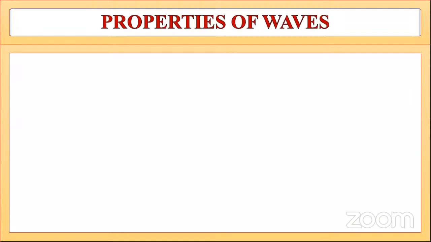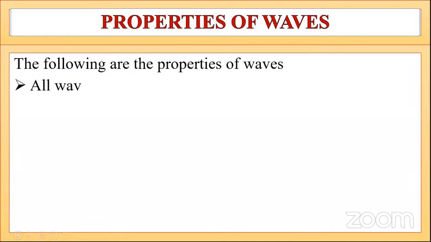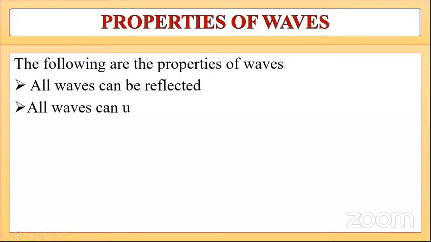Good, good, good. So the 4 main properties are, we are saying the following are the properties of waves. One, all waves can be reflected. All of them can be reflected. Then two, all waves can undergo refraction. We know light. How do you define refraction in light? Who can tell us? Refraction? Raise up the hand.